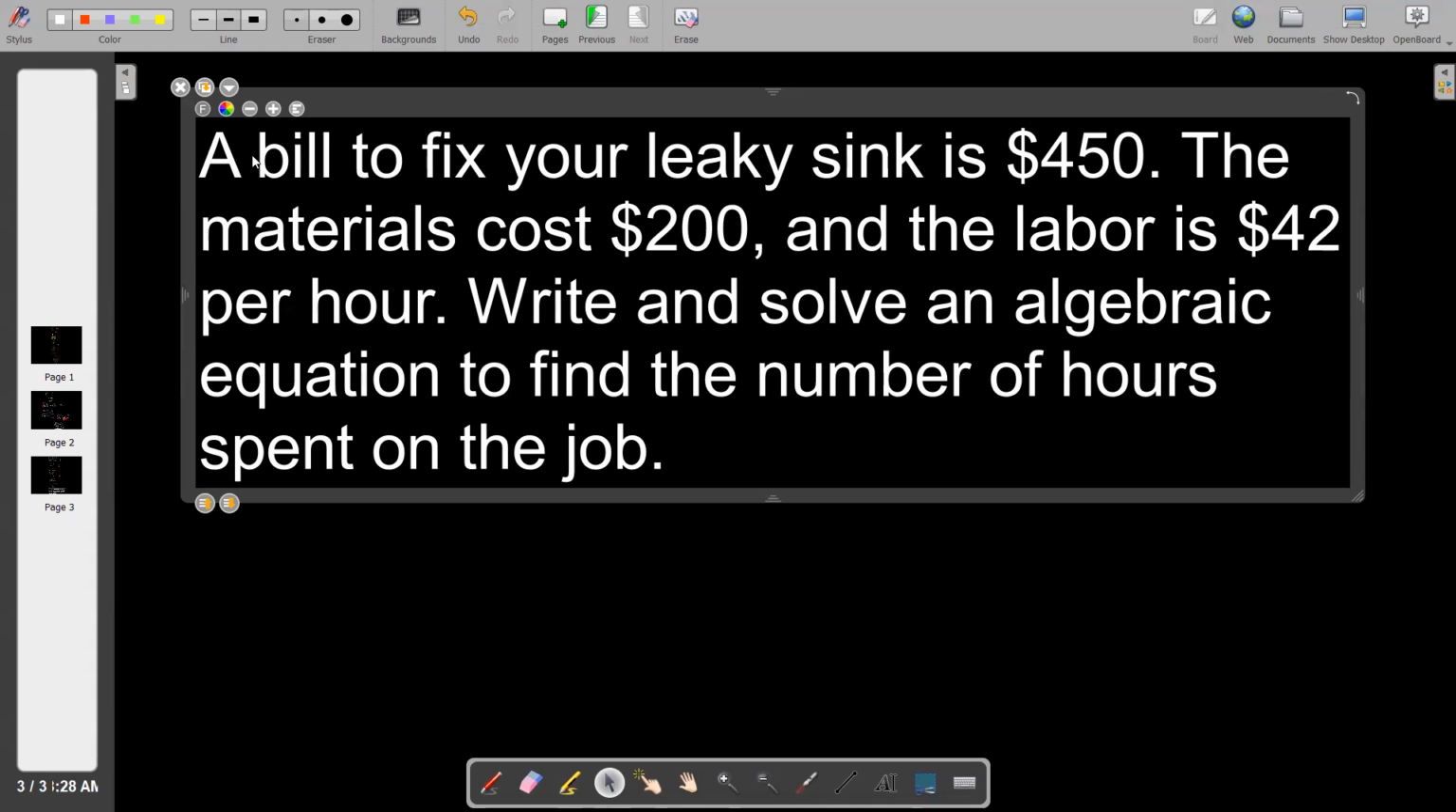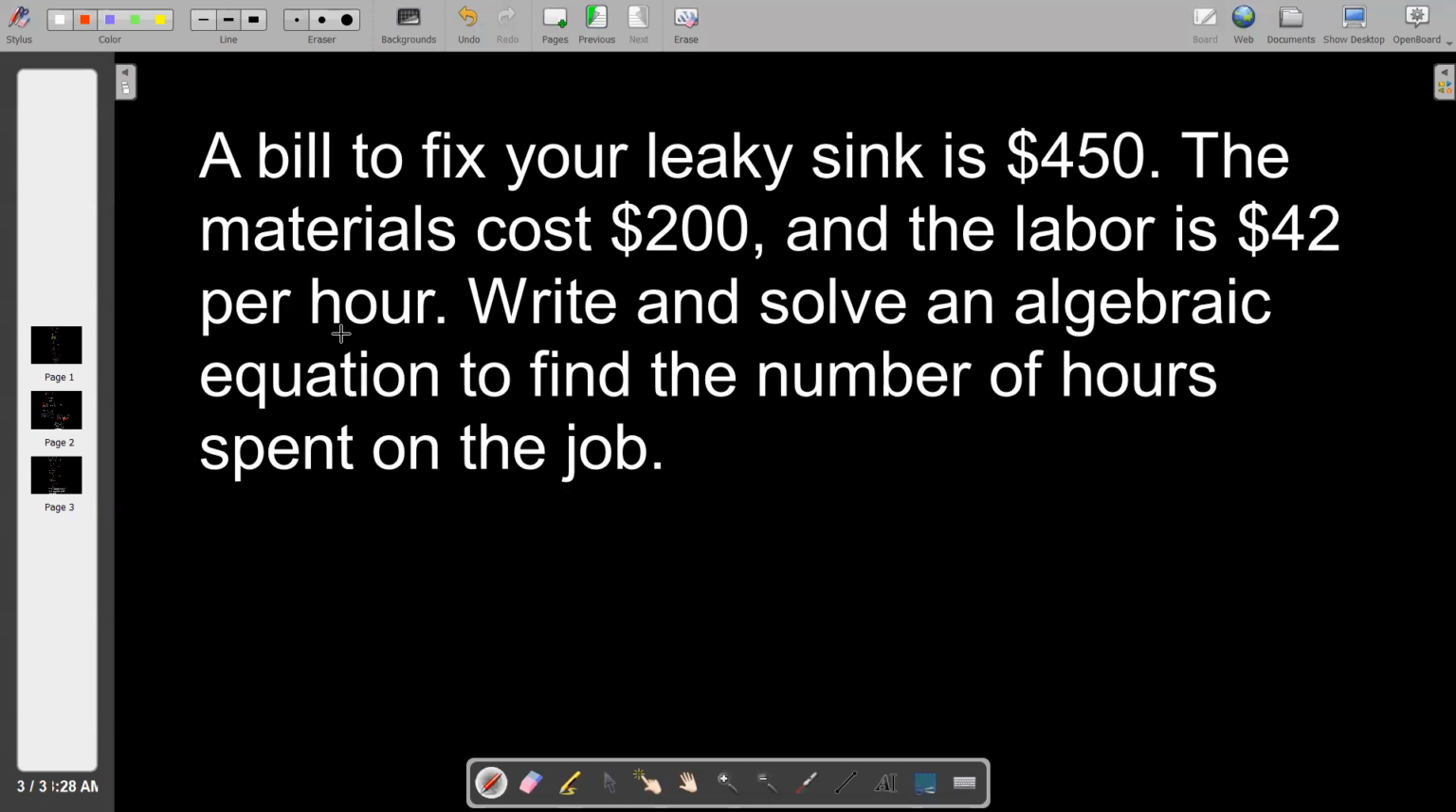So step one on this, and I'm going to underline this. It's underlined on the test, but I just have to say, if you don't follow the directions, I can't give you credit. And that might be frustrating because some of you already know the algorithm. Like, duh, I just take 450 minus 200 and divide by 42. Don't think I don't know that. The directions say to write and solve an algebraic equation. If you do not do that, we won't even grade this.